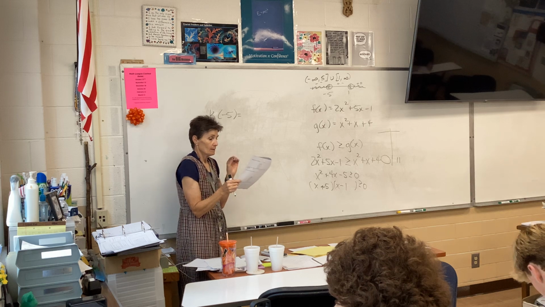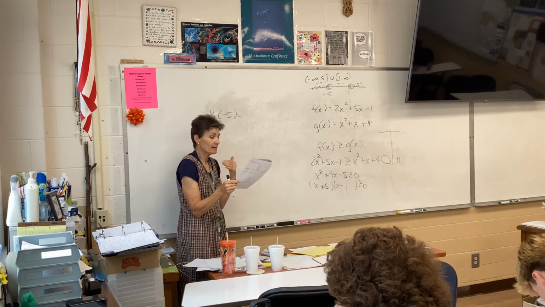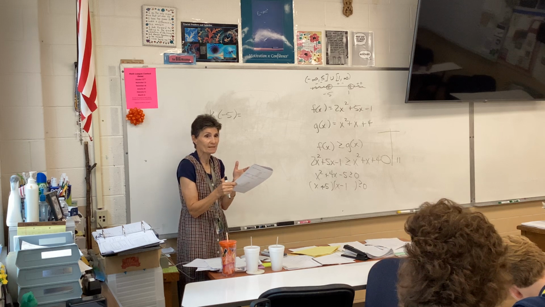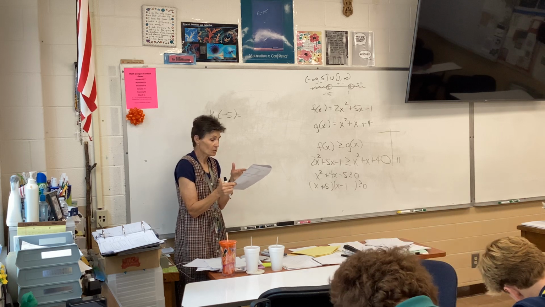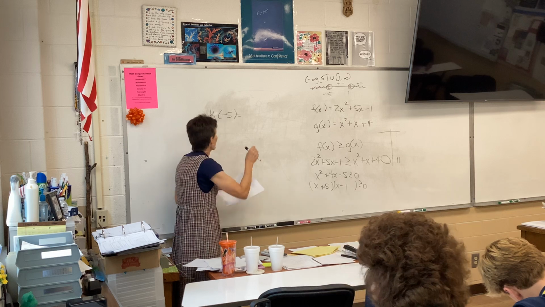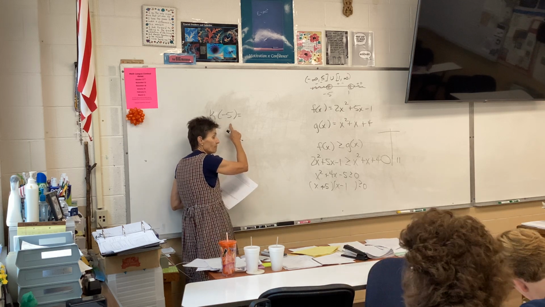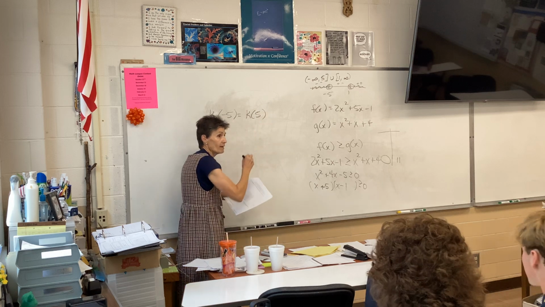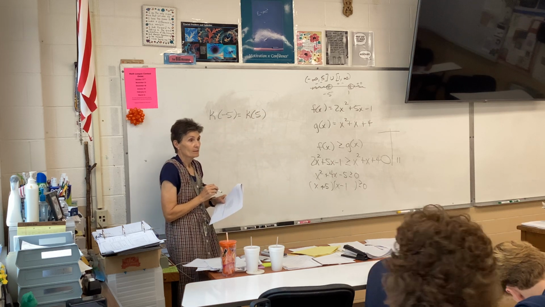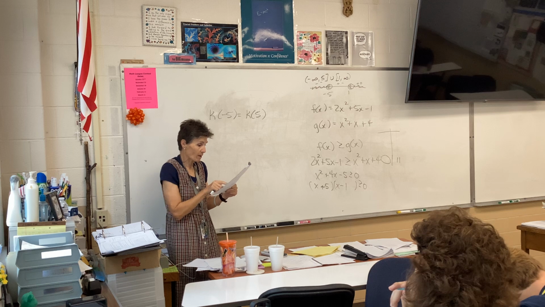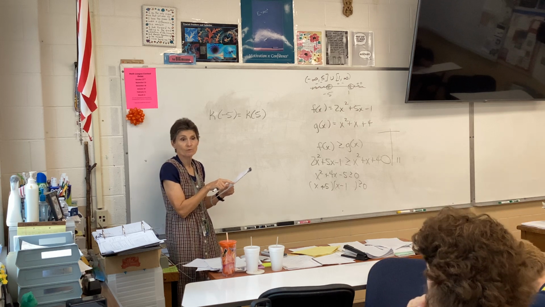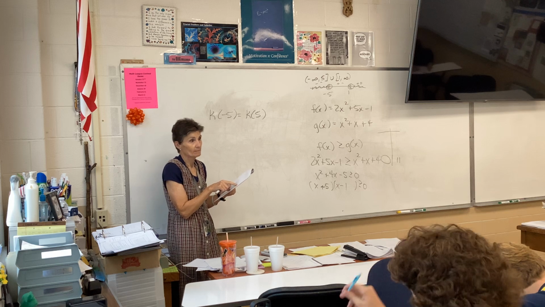Well, k of negative 5, I can't get it off my graph. Would you agree that part of the graph's not there? But the function's even. So what do I know about k of negative 5? It's the same as k of 5. And that one I can get off my graph. What's k of 5? 3. So the answer to the problem is 3.